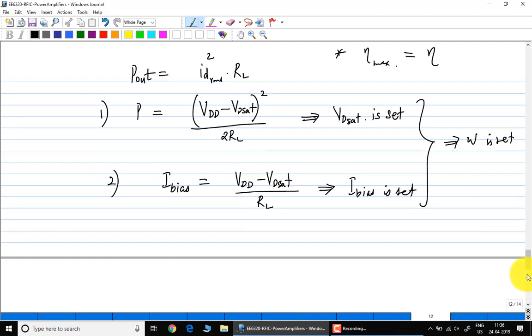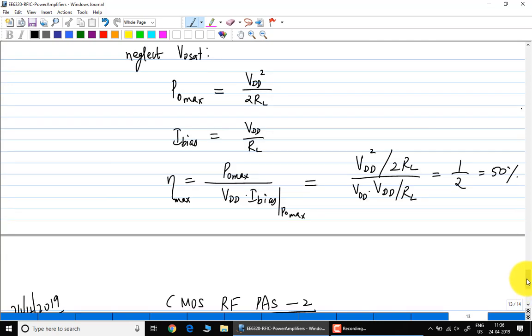We came up with a way to set the width of the transistor. Finally we ended by saying that the maximum possible efficiency is 50% for this, if you want to operate in a linear fashion. That's kind of where we ended. Do you have any questions or anything that you want me to cover before we move on?